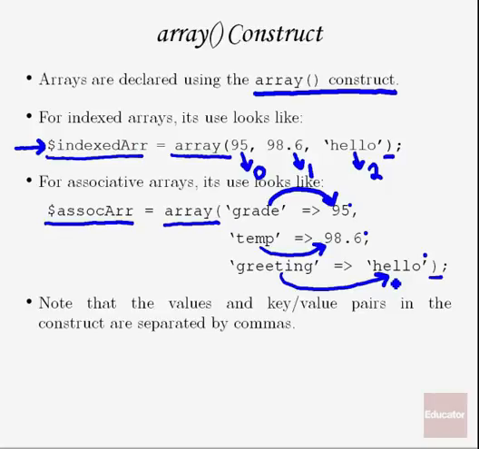And it's important to note that the commas in these lists are very important because it lets PHP know when you've finished defining one key value pair in an array versus another.